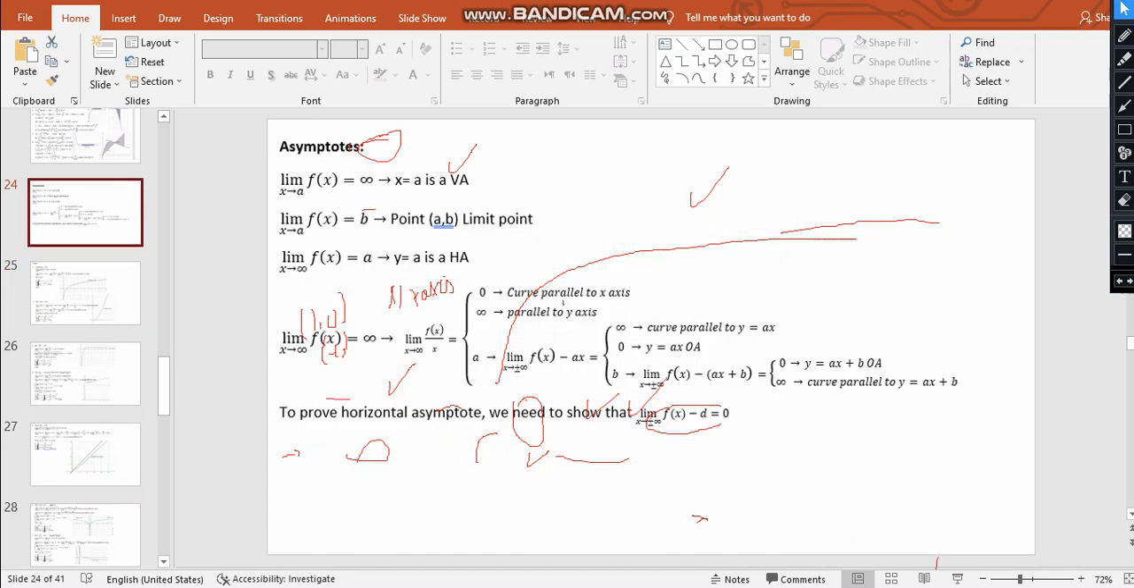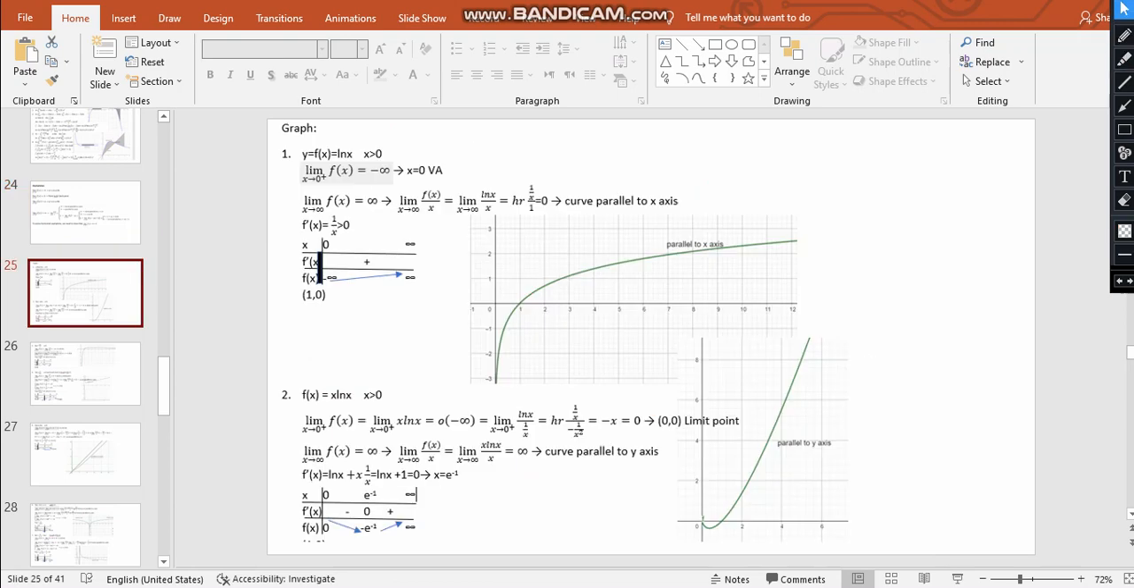You can check here. If you have here infinity, and if you do this one and you have infinity, it's parallel to the y axis. So here the curve is parallel to the y-axis at infinity. So we do the derivative, u times v, so 1 ln x plus x, derivative of ln x is 1 over x, so it's ln x plus 1. You equate it to 0, so ln x equal minus 1, so x equal e power minus 1.